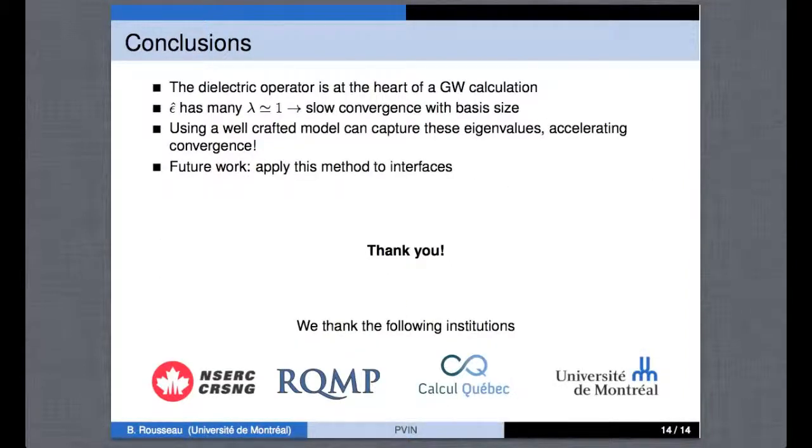So at this point, I would like to conclude. The dielectric operator is really at the heart of a GW calculation. However, the dielectric operator has very many eigenvalues that are close to 1. There's very many of them. They each contribute very little, but the sum total of all their contributions is significant. So using a well-crafted model can capture these eigenvalues, thus accelerating convergence. And faster convergence really means we can tackle bigger systems.